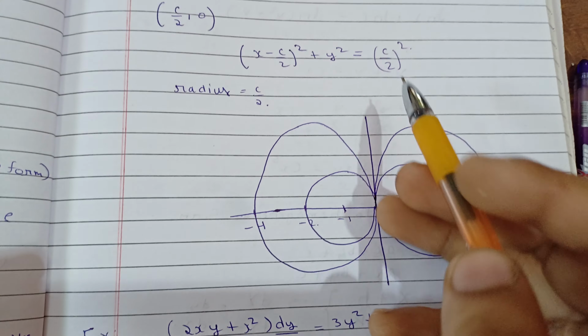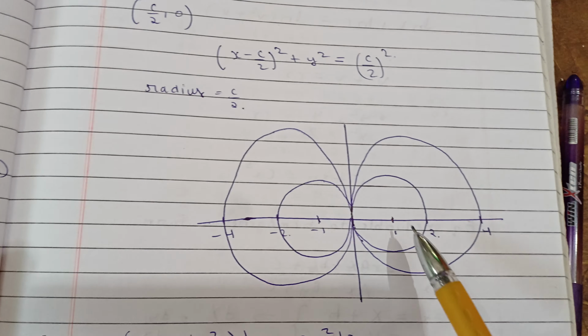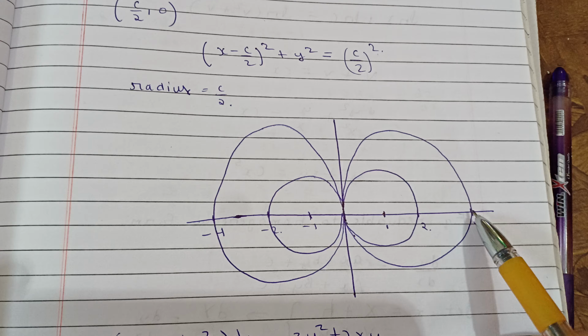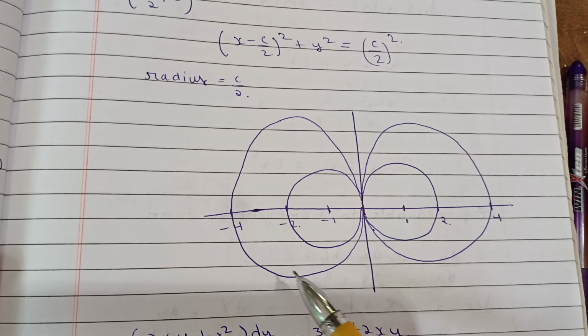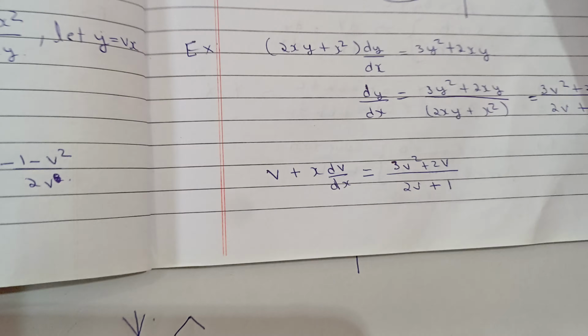Sorry, let me just correct it. For c equal to 4, you will have 4 divided by 2, that is 2, as the radius. So the center is 2, 0. From here, a radius of 2 will come here, so this circle you will get. Okay, so these equations you can get, and different circles you will get.